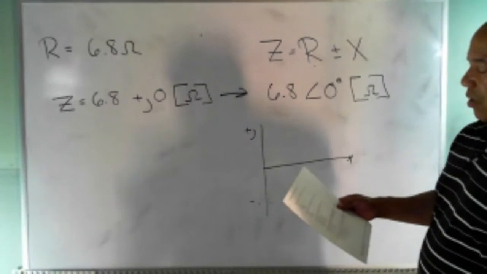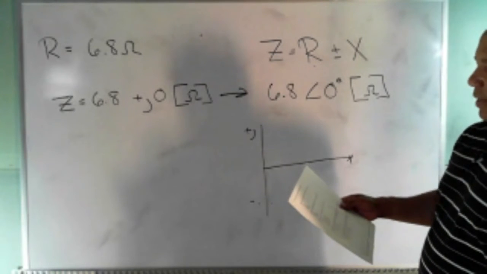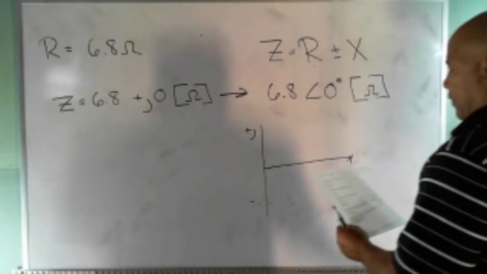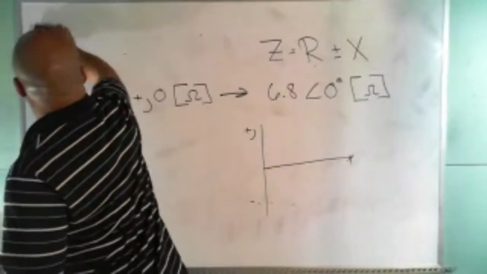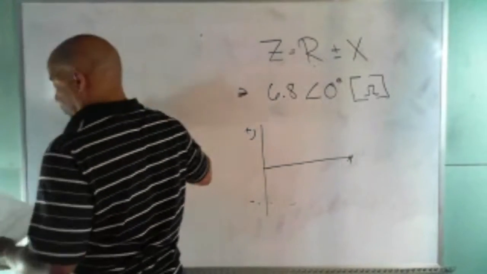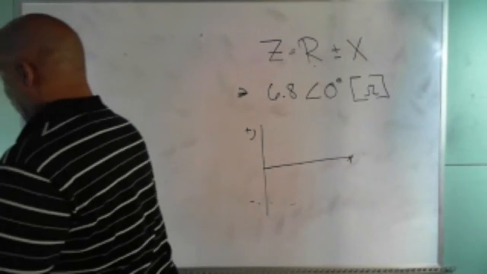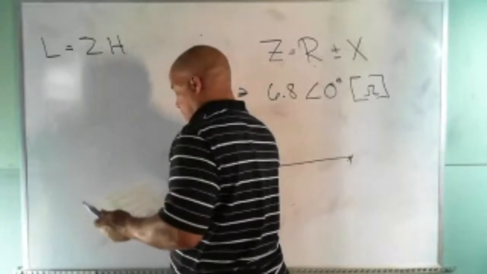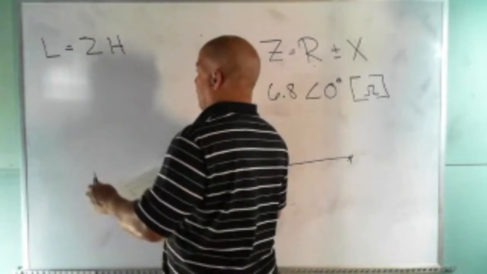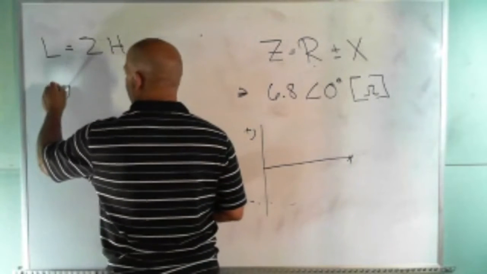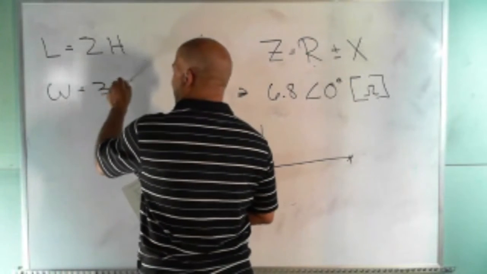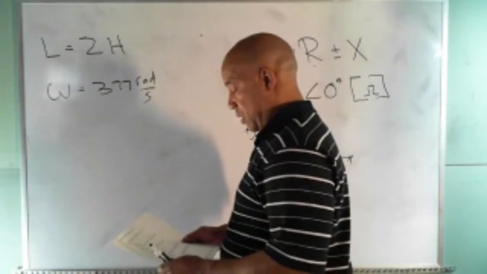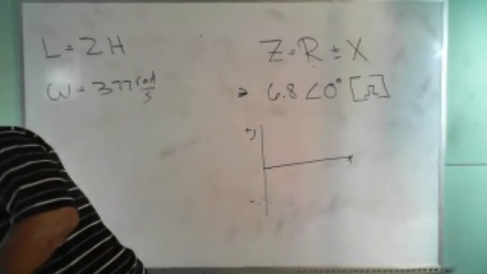So on B, they give you the value of the inductor, L. And again, we'll just do a few of these. I don't think we got to do them all. So they tell you L is 2 henries. And they give you omega. They say omega is 377, and radians per second will be the units.